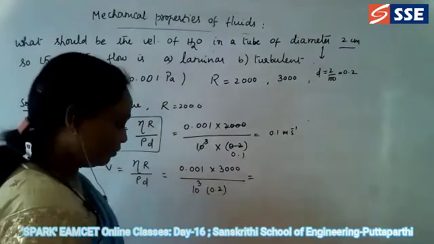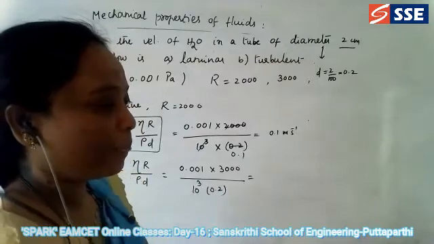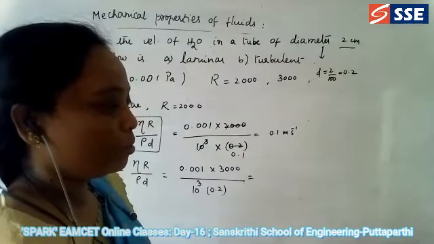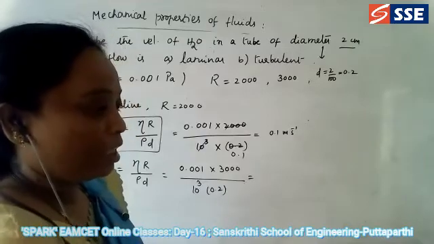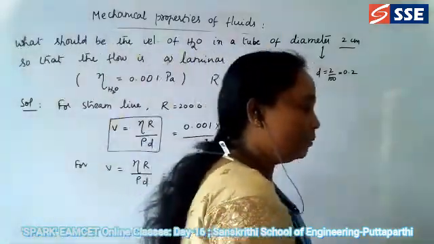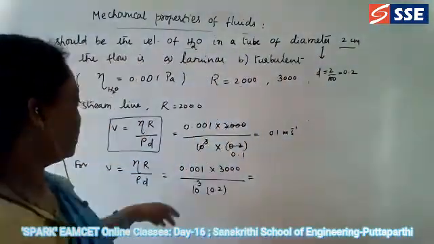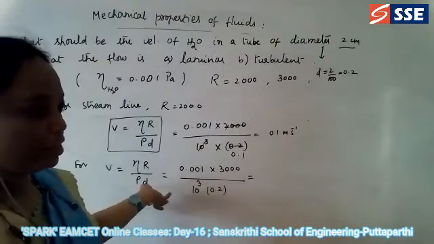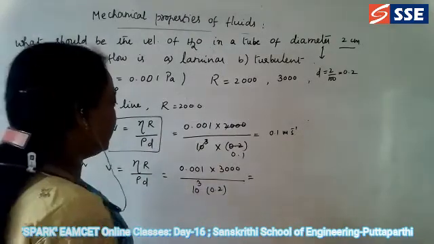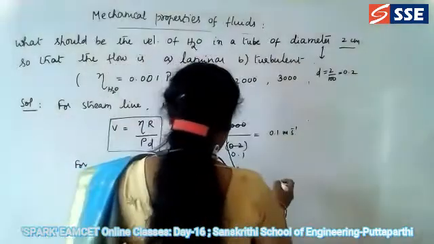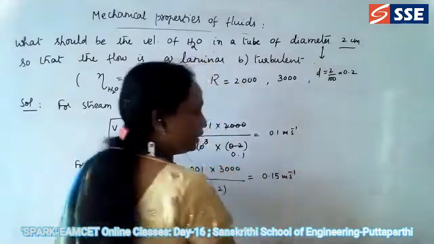What is the answer for this one? Velocity of water. Nobody is answering. Yesterday all the students answered, but today nobody is answering. Tell the answer. We have substituted all the values, so just cancel. After cancelling, we are going to get 0.15 meter second power minus 1.